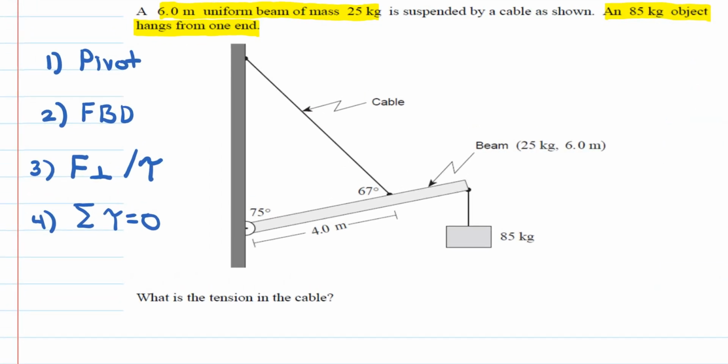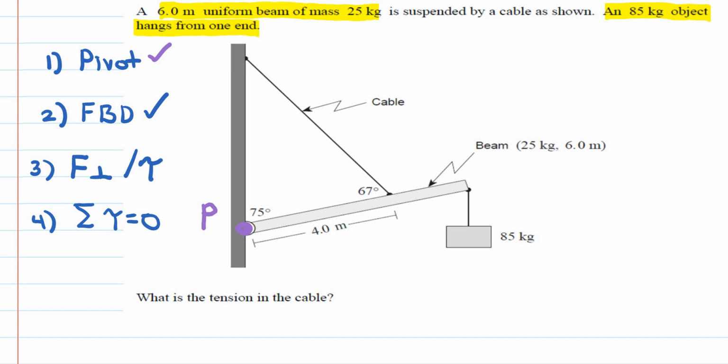Okay, so step number one, we want to find a pivot point, and a very good strategy is to always put the pivot point right against the wall here, and that will eliminate any forces at the wall, and then we can go ahead and find the torques at the other key locations. After that, let's go ahead and draw the free body diagram.